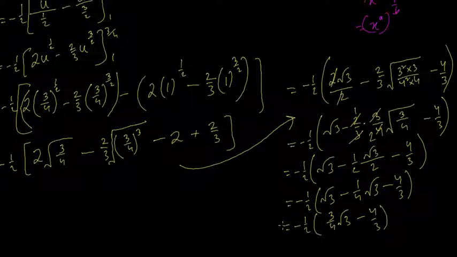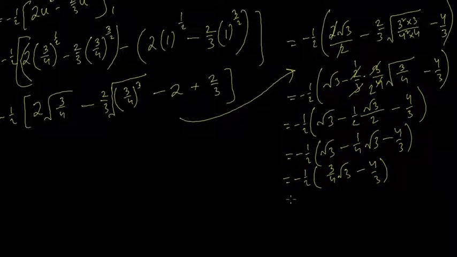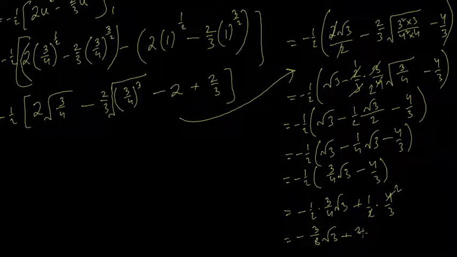Now if we multiply this by minus half, that would be minus half into this is minus 1 by 2 into 3 by 4 square root of 3 minus minus plus 1 by 2 into 4 by 3. So this would be minus 3 by 8 square root of 3 plus this 2 and this 2 cancels, this would be 2 by 3.